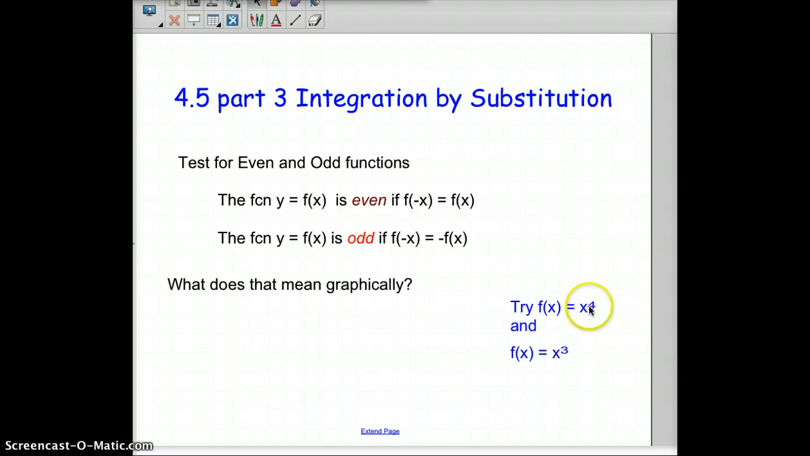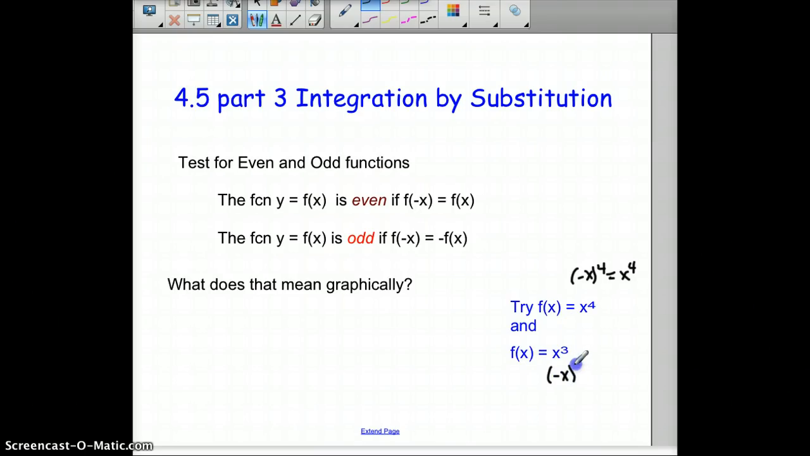So, for example, if you have x to the fourth and you plug in a negative into x to the fourth, when you raise a negative to the fourth power, you end up with the original function of x to the fourth. If you have x cubed and you plug a negative into the function, simplifying it, you get the opposite of x cubed. So this is an odd function, that's an even function.